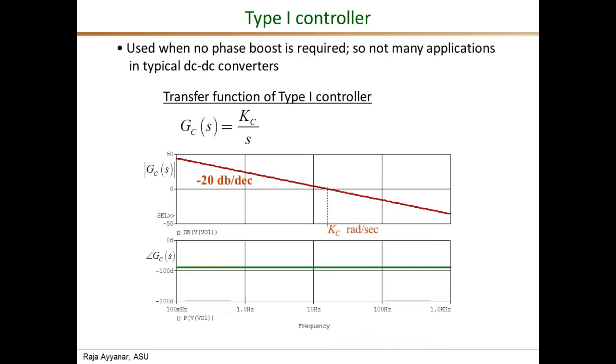The magnitude plot has a minus 20 dB per decade slope throughout the entire frequency range, and it reaches 0 dB exactly at Kc radians per second. And here is the phase plot. It is always minus 90 degrees phase lag at all frequencies. So the objective is to come up with the procedure to calculate this value of Kc.